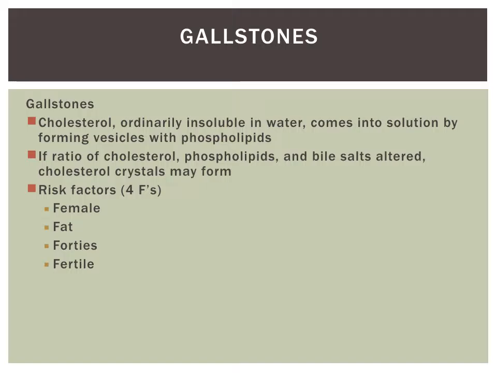So, where do gallstones come from? As mentioned previously, bile is made of cholesterol, phospholipids, as well as bile pigments. Gallstones come from cholesterol that's typically insoluble and forms crystals with the phospholipids in the gallbladder. If the ratio of cholesterol, phospholipids, and bile salts is altered, these cholesterol crystals may also form.